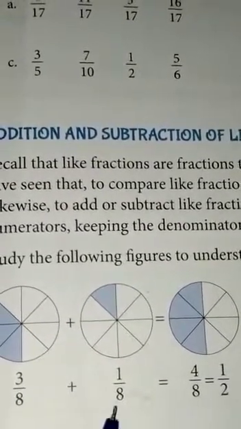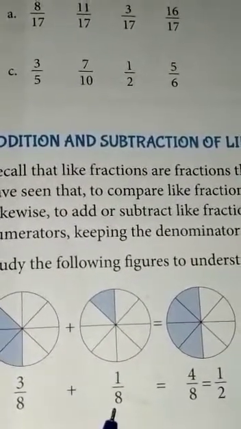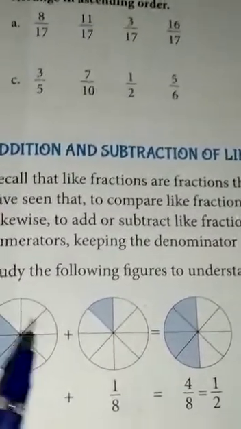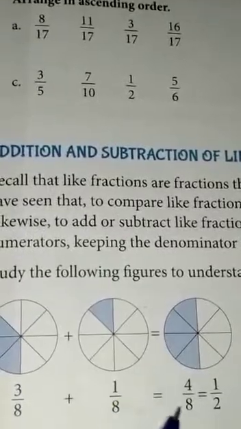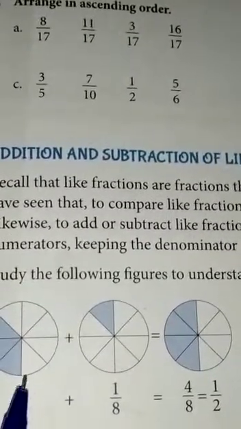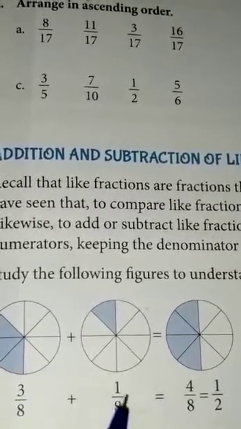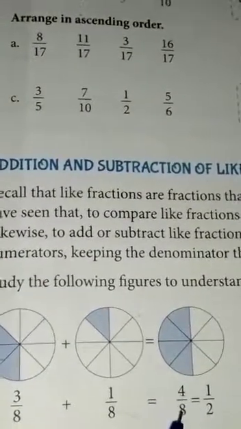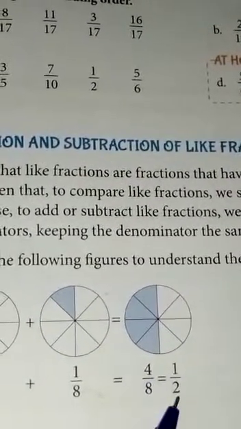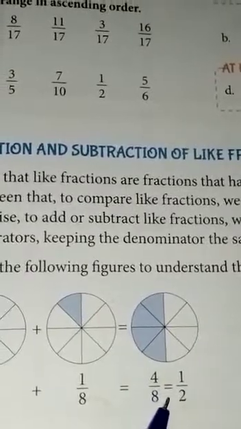These two fractions have the same denominator but different numerators. So students, for adding these fractions we keep the denominator the same and add the numerators. 3 plus 1 equals 4. 4 divided by 8, and in simple form, 4 ones are 4, 4 twos are 8. It means 1 divided by 2.